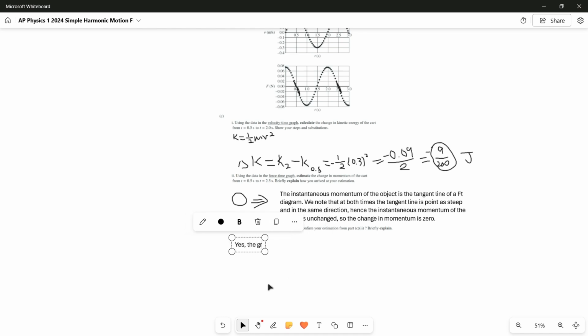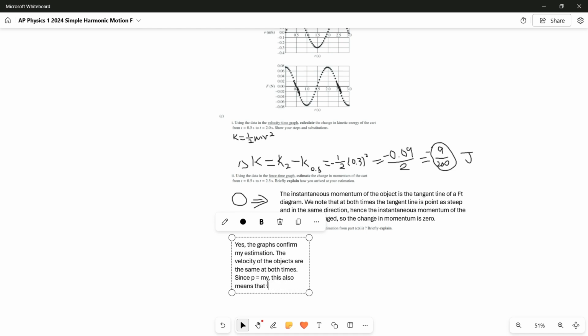Yes, the graphs confirm my estimation. The velocity of the objects are the same at both times. Since p is equal to mv, this also means that the momentum is unchanged, and we reach the same conclusion aforementioned.